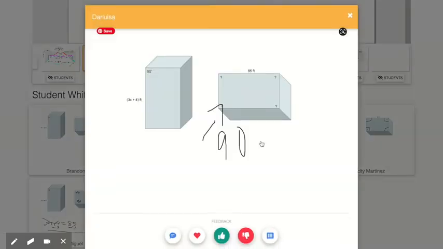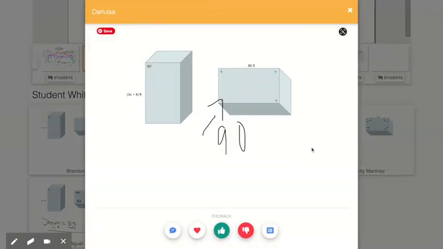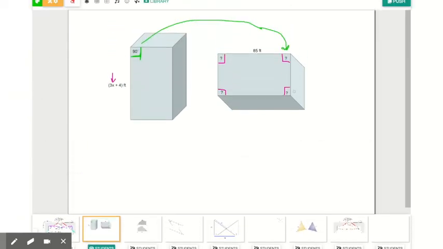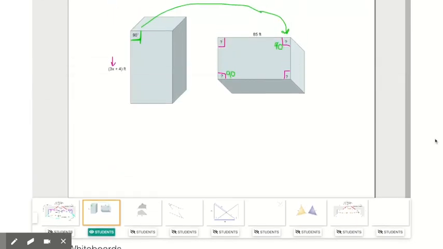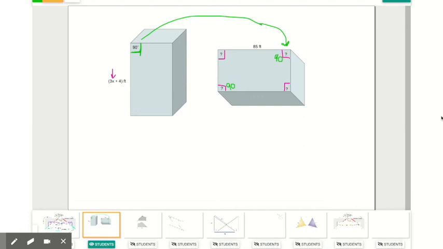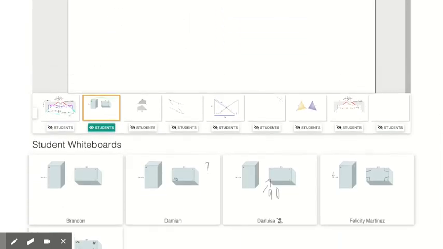Okay, Darluisa, you said that the question mark inside of the boxes was 90. Why did you say that these were 90? You can unmute yourself and share. And like I said, if there's stuff going on around you, that's okay. Miguel, I noticed that you also put 90 inside of the boxes. Can you share as to how you got 90?